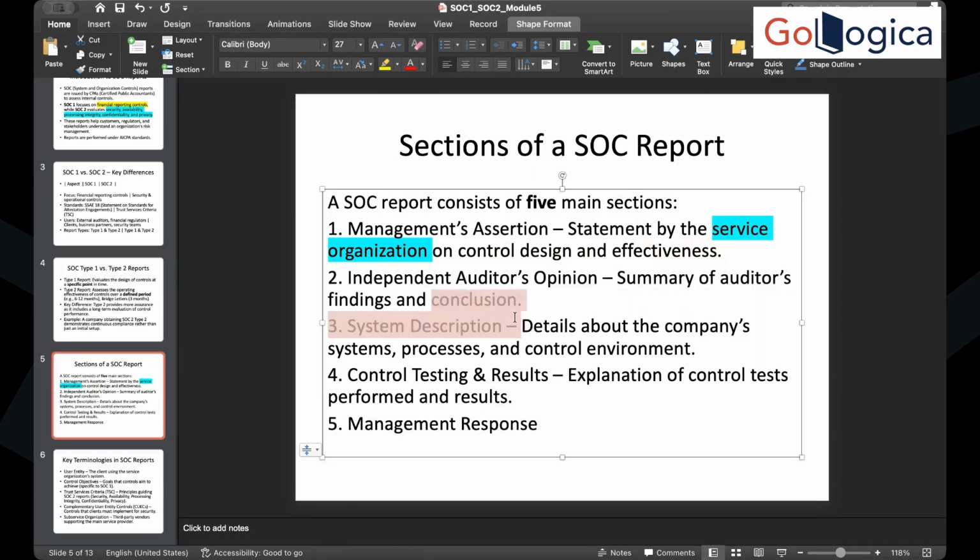And the conclusion in section 2. Make sense? Section 3 is system description. This is details about the company's systems, processes, and control environments. Section 3 is about which company? Details about the company's systems, processes, and control. Which company? In my case, Cisco.